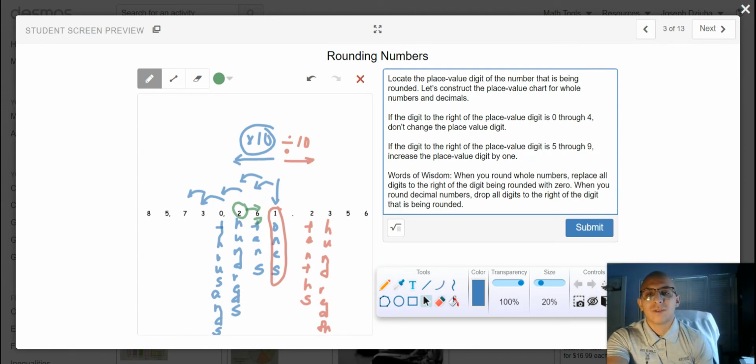So if we wanted to round this to the nearest 100th, so let's say we want to round it to this place value, we would look to the right. It is a 5, so we're going to increase this 3 based on our rule here, and then those place values will disappear. So basically, we turn anything to the right to 0.